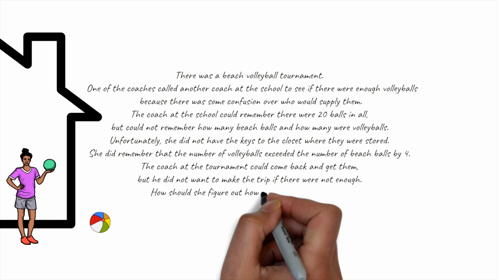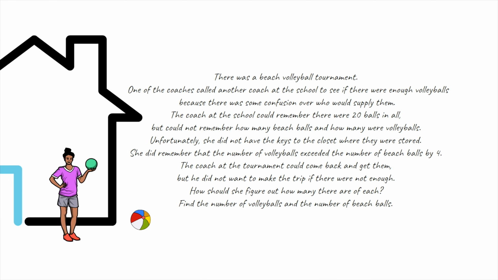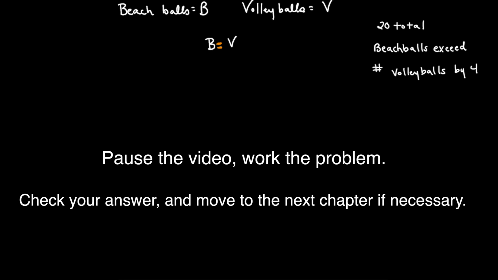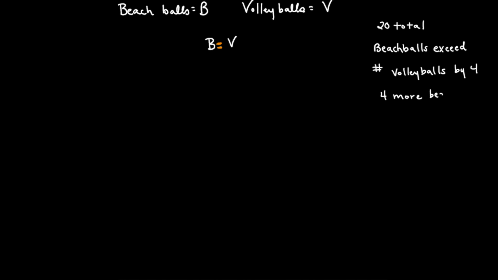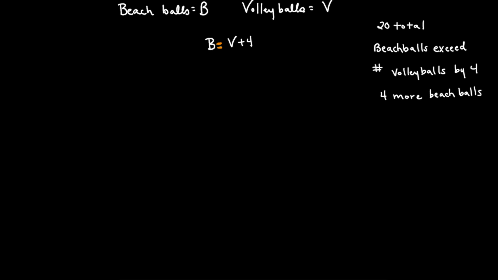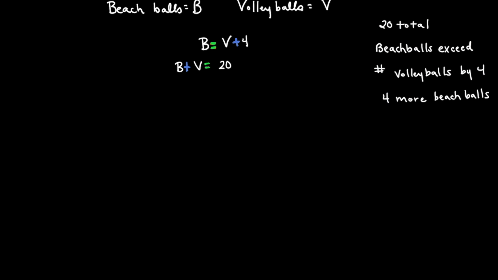And so she can figure this out so he doesn't have to make a trip all the way there if there's not enough. So let's figure out how many beach balls and how many volleyballs there are. We artificially set B equal to V and pretend that they're the same in order to get our bearings. And we know that the volleyballs are exceeded by beach balls by a quantity of 4. So there are 4 more beach balls than volleyballs. That means we have to add 4 volleyballs in order to equal the number of beach balls.